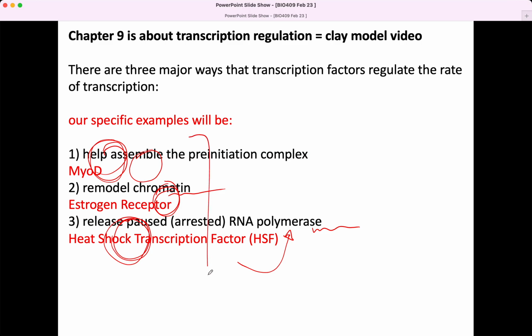What these all have in common is that in each case, these transcription factors regulate the rate of transcription by regulating the rate limiting step. And in the genes that they regulate, the rate limiting step is that. Then these transcription factors regulate the rate limiting step in their target genes, and in their target genes, the rate limiting step is that, and so on and so forth. Okay, so that's where we're at on that.